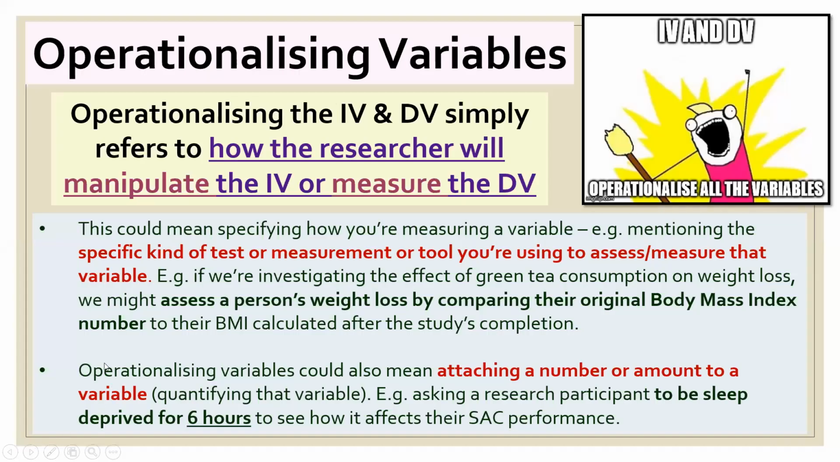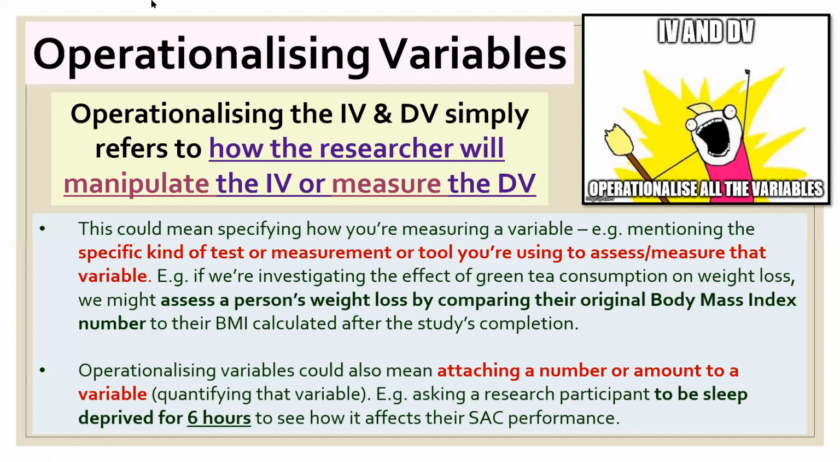Okay, so we already learned last year what operationalizing variables means. It sounds a lot more difficult than it is, but it actually just means how we're measuring the IV, or how we're manipulating the IV, or how we're measuring the DV. With operationalizing variables, there can be different ways we operationalize variables. So if I'm doing a study to measure the effect of drinking green tea every day on weight loss, green tea is obviously my IV, correct?